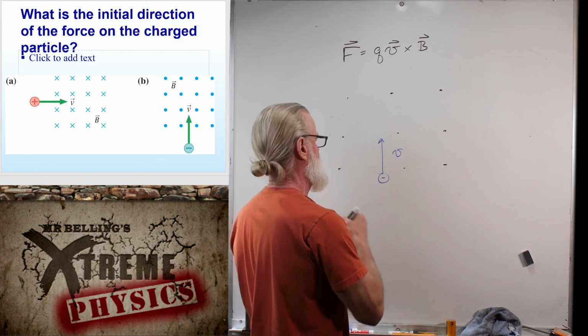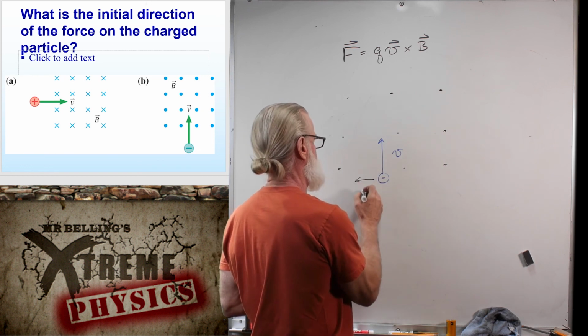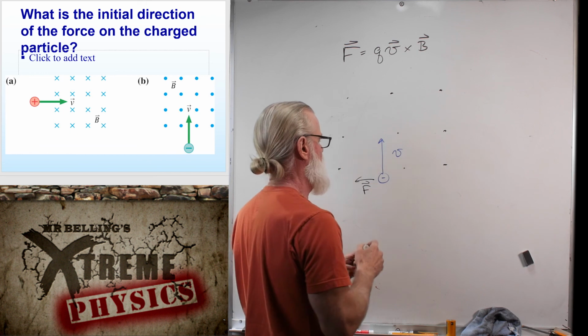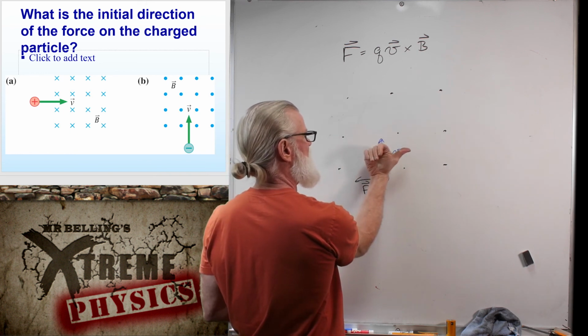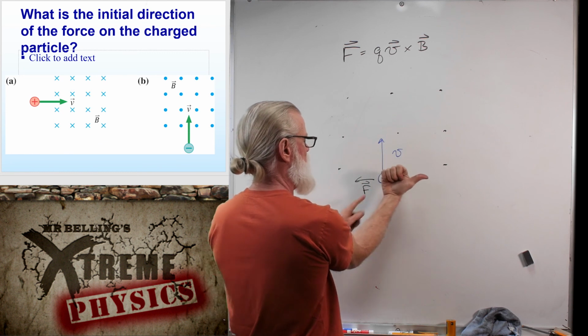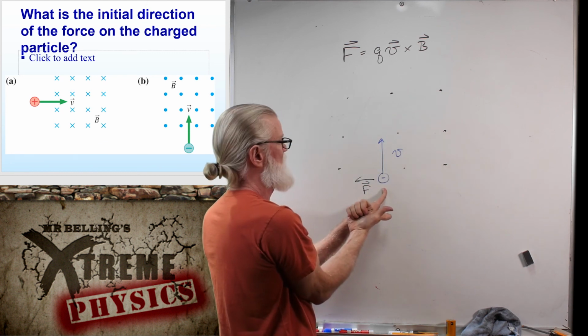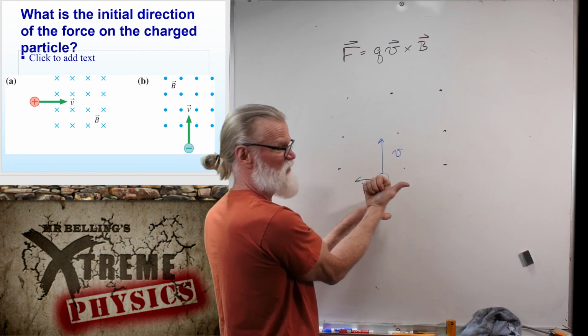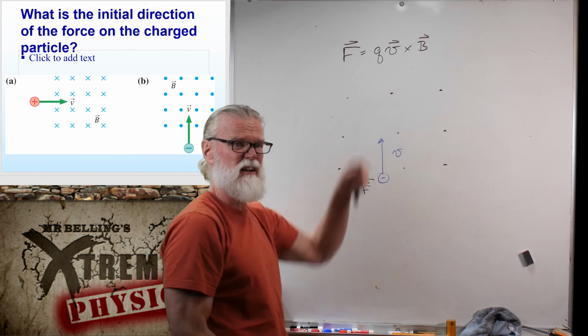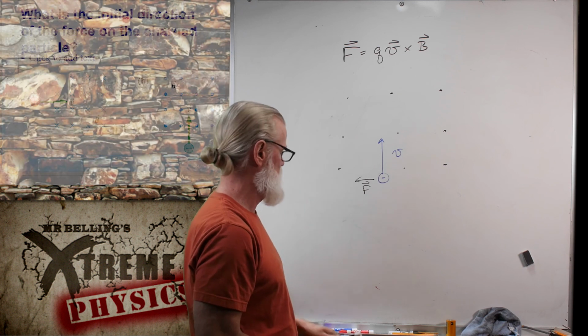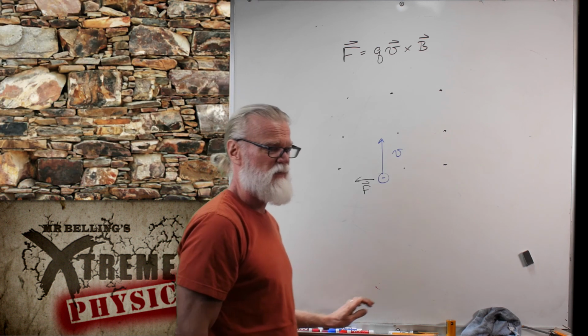So this is going to experience a force that way. V cross B would experience a force this way, but it's negative. If it was positive, it'd be this way, but it's negative, so that flips the direction of the vector, and it's that way. So there you go.